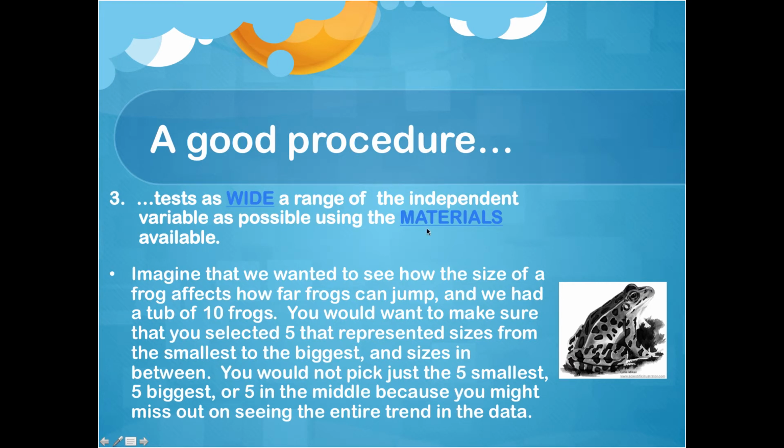And sometimes that might be limited depending on the room size or the frogs that you can find here in Minnesota or those kinds of things. But whatever is available, I test as wide a range of the independent variable, the thing that I'm choosing on purpose. All right, so part one of a good procedure says that I tell other scientists what I did in a way that they can understand it. Step two says I take my independent variable and I choose 5 different ways to change it. And then part three says I change as wide as possible with the materials that I have.